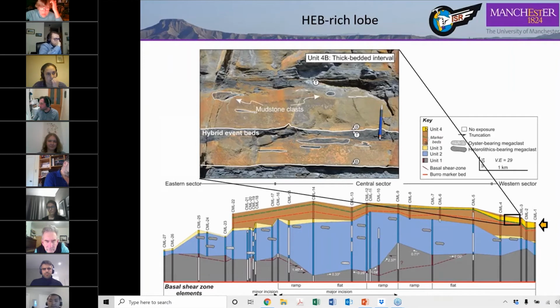The lobe is dominated by sandstone beds comprising a massive lower division and an upper division rich in mudstone clasts. These beds are hybrid event beds, which represent the deposit of transitional flows deposited under high deceleration rates.